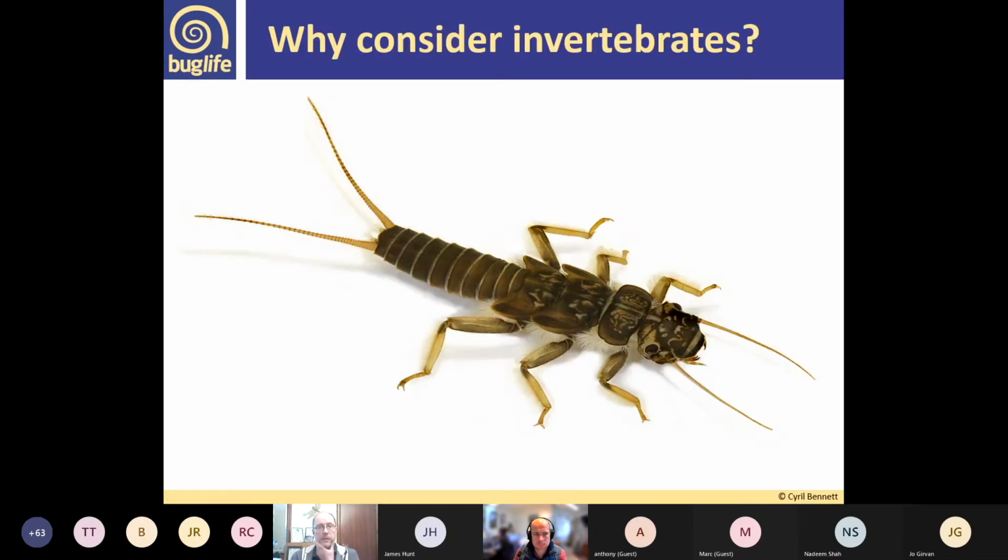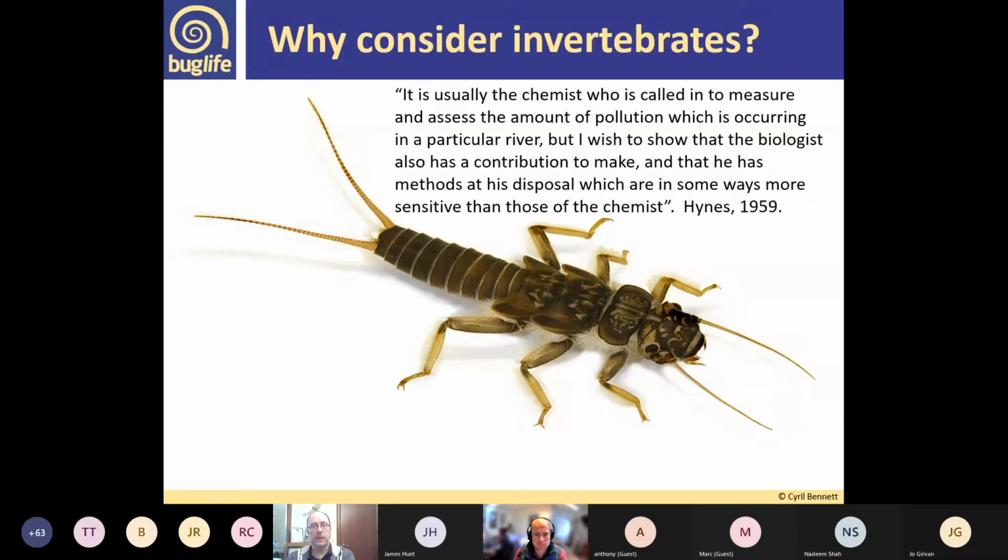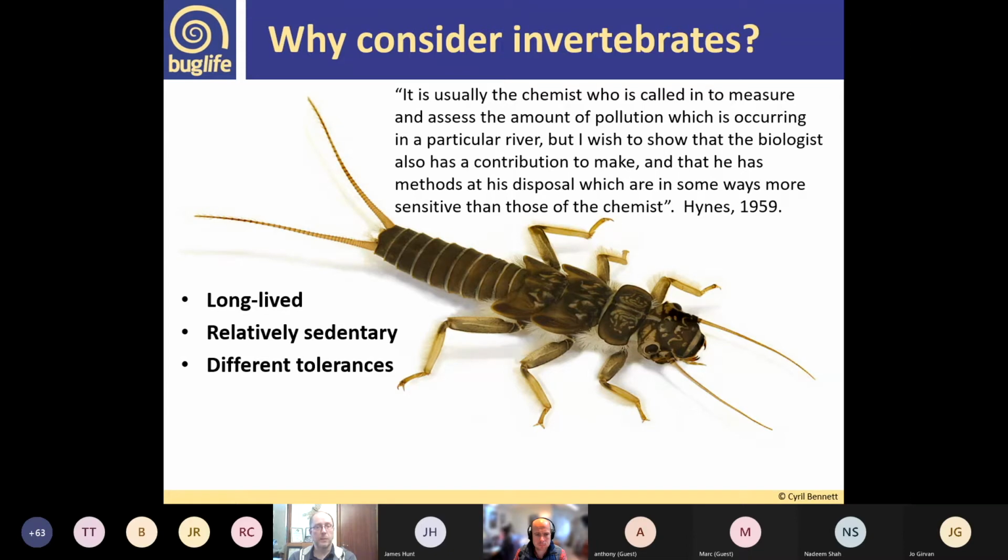So why should we consider invertebrates? Well, back in 1959, Noel Hynes remarked that it was usually a chemist that was called in to investigate pollution incidents. However, biological methods were in some ways much more sensitive than those of the chemist. And the reason for that is threefold. Invertebrates tend to be quite long-lived. Most are maybe living for a year in the water. They're around for a much longer time than the chemical may be around.